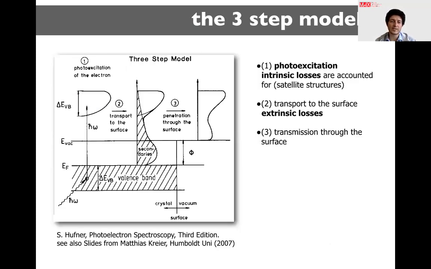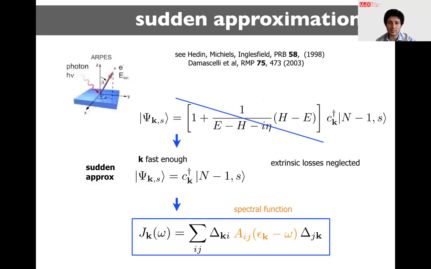And something that can help to rationalize this process is this cartoon that is the basis of the so-called three-step model, where first an electron is excited, and then the electron travels through the system, and then eventually is ejected. It has to go through the surface and get into vacuum. By keeping this in mind, one could construct the final state that is quite complicated in general if one wants to describe the whole process by a single state.